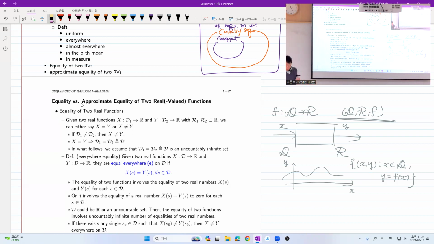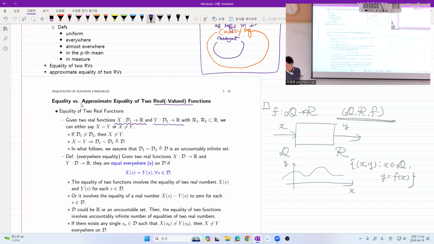Now, given the definition of a function, or in engineering a waveform, here goes the question. Suppose you have two functions, capital X and capital Y. Suppose your function X has domain D1 and range the real numbers. So we can handle real valued functions, okay? And function Y has domain D2 and the codomain, the real set.